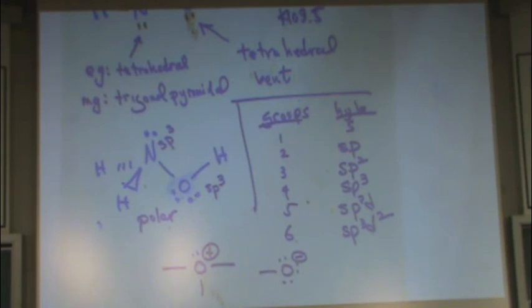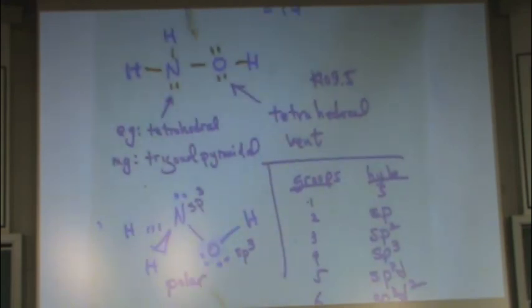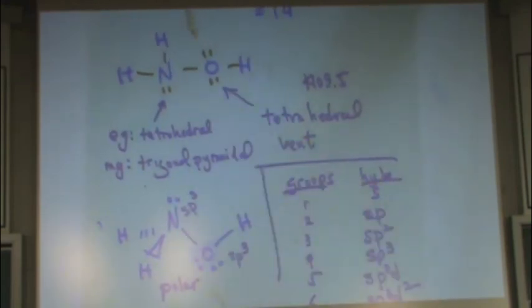How many sigma bonds? Yes, 4. 1, 2, 3, 4. How many pi bonds? None. There's no double or triple bond, so that's 0. Okay, let's try a harder one.